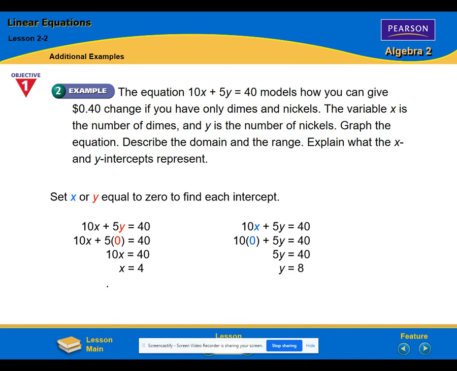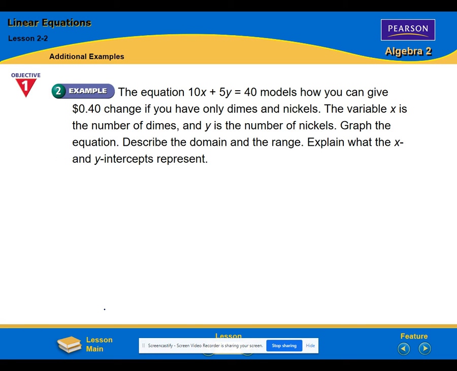Okay, now let's make sure we answer all their questions. The variable x is the number of dimes. Graph the equation. You saw the graph. Describe the domain and range. The domain and range would be just the list of values for dimes and nickels. X is for dimes, so the domain for dimes would be 0, 1, 2, 3, 4. The range for nickels would be 0, 2, 4, 6, 8. And then explain what the x and y intercepts represent. Well, that would simply be that it's when the other one is 0, right? And I'm going to talk about x and y intercepts now.